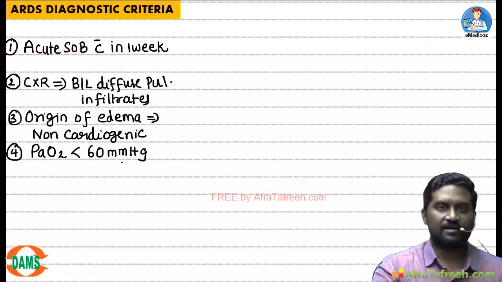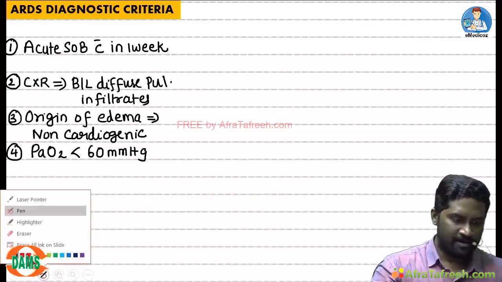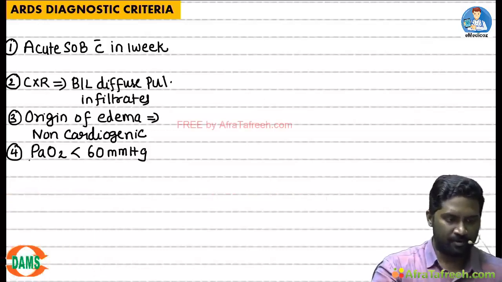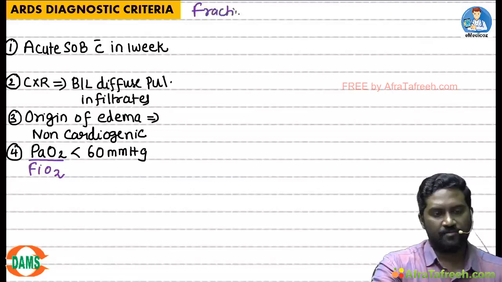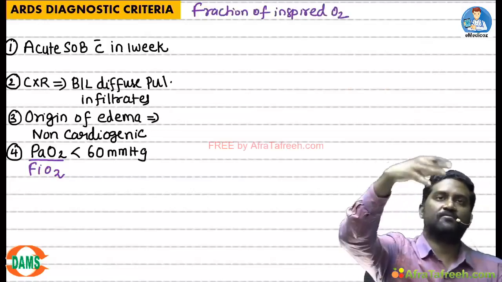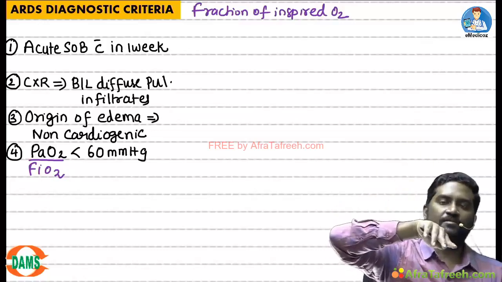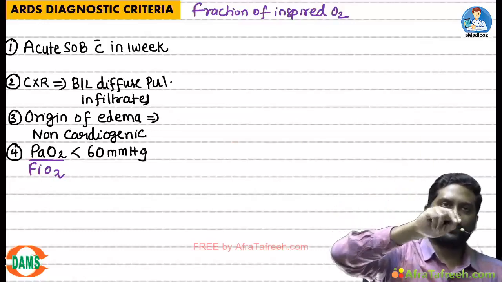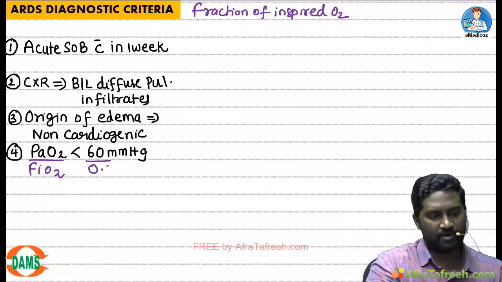But in critical care units, they don't just write PaO2. They compare it with the FiO2 of the patient. FiO2 means fraction of inspired oxygen. Now I am sitting in this room. What is the percentage of oxygen I am inhaling from this room? 21%. For calculation purposes, we take it as 20%. If I convert it into decimals, it will be 0.2.